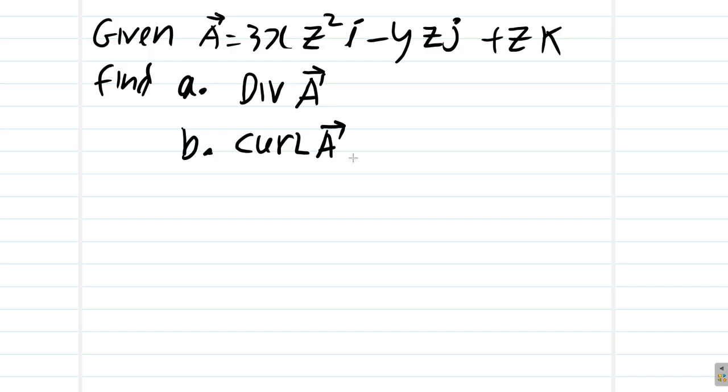Now, just a few reminders. Remember that the divergence is del dot of something. It is really an operator. It operates on the vector function.